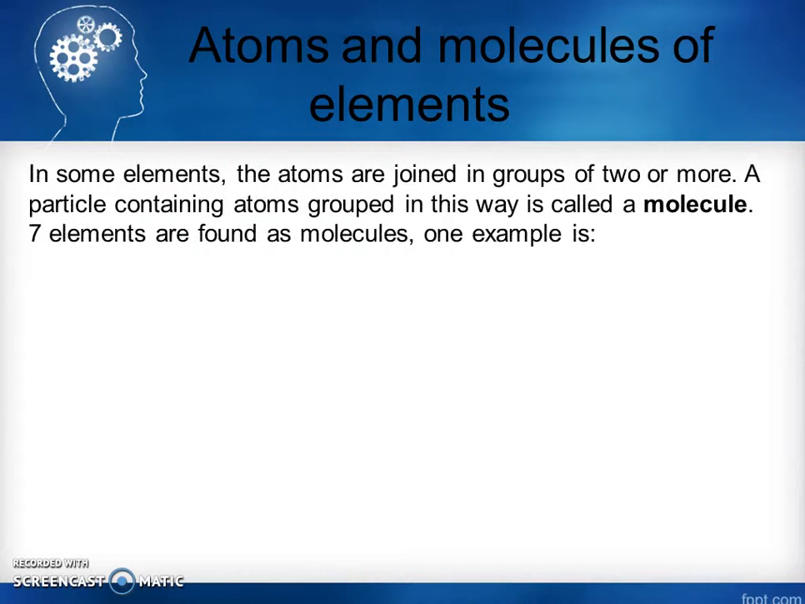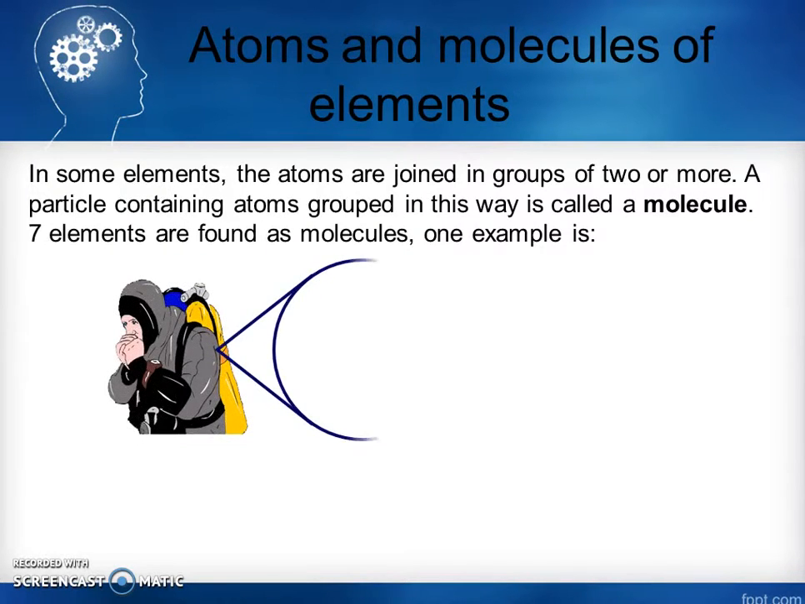Okay, moving right along here. In some elements, the atoms are joined in groups of 2 or more. A particle containing atoms grouped in this way is called a molecule. Now, on the periodic table, there are 7 elements that are always found as molecules in their pure state. One example is oxygen.